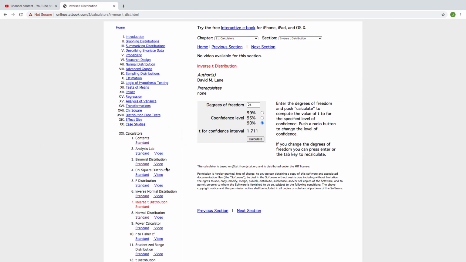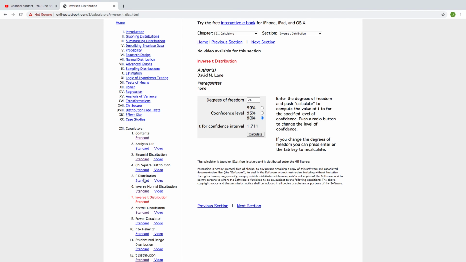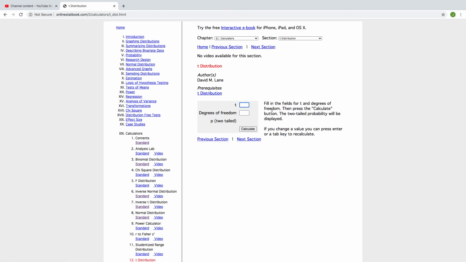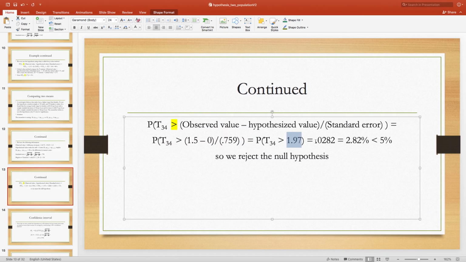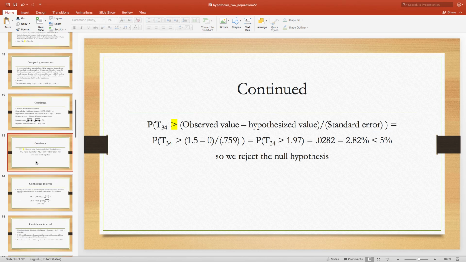So let's go ahead and do that. I'm not going to use the inverse t-distribution, I'm just going to use the t-distribution. 1.97 is the value of the t, and I have 34 degrees of freedom. So I have 0.057. But that's two-tailed, so I need to divide that by 2. When I divide that by 2, I get 0.0282, or 2.82%. That's less than the 5% level of significance, so we reject the null hypothesis.